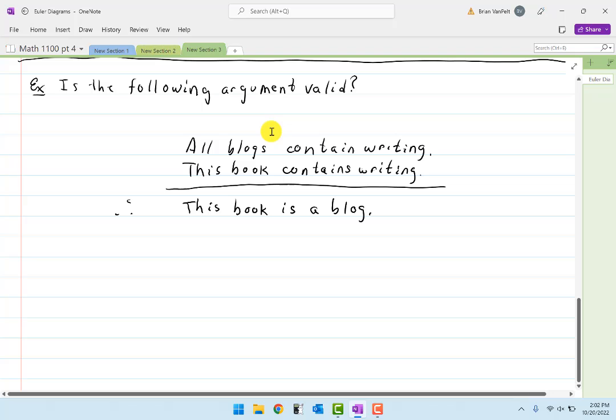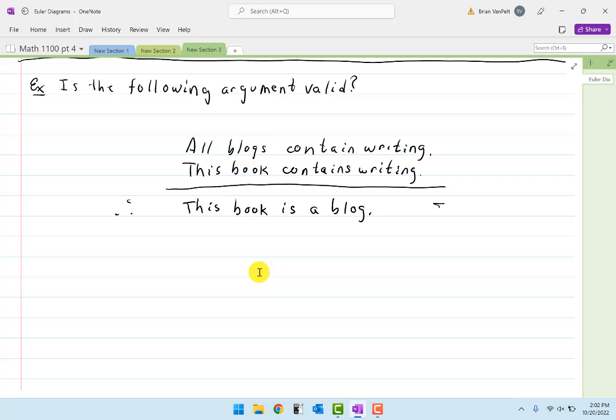Now, if I change this first sentence to say all writings are blogs, well, then that's a different statement. Or all collections of writings are blogs. Now, that would be one way to correct it. But since this does not follow, we have an invalid argument.